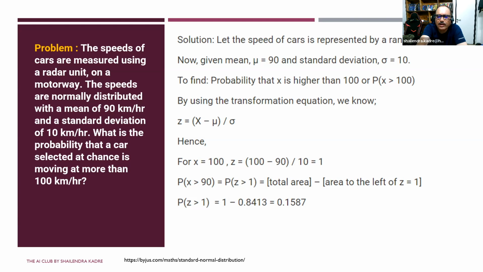So what is the right area? First we find out the total area. The total area under the curve is 1. 1 minus, you find z equal to 1. So for z equal to 1, what is the cumulative probability? Easy. You find from the z table that for z equal to 1, the cumulative probability is 0.8413. So 1 minus 0.8413 gives you 0.1587. So there is a 15.87% chance that a randomly selected car will be moving more than 100 kilometers per hour.